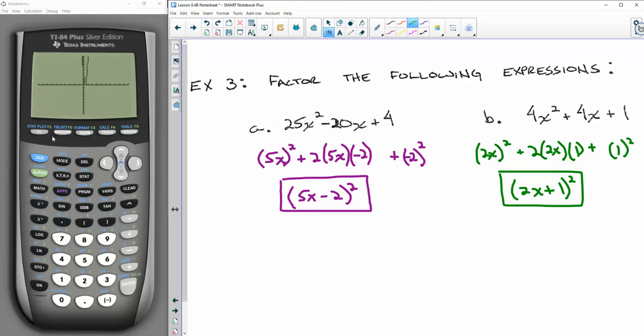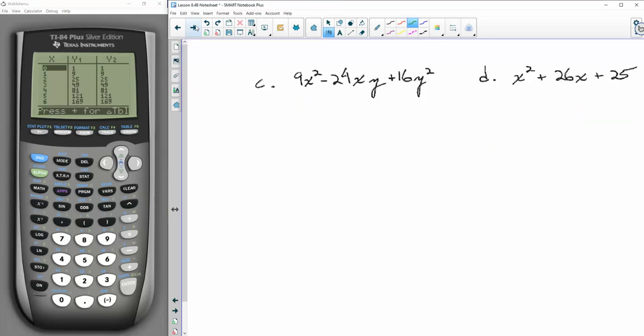Let's check that one too. 4x squared plus 4x plus 1, and we wrote it as 2x plus 1 all squared. Yep, they are the same tables. So again, I'm looking for: is this a perfect square? Is this a perfect square? Is the middle double the product of those square roots? Let's keep going.